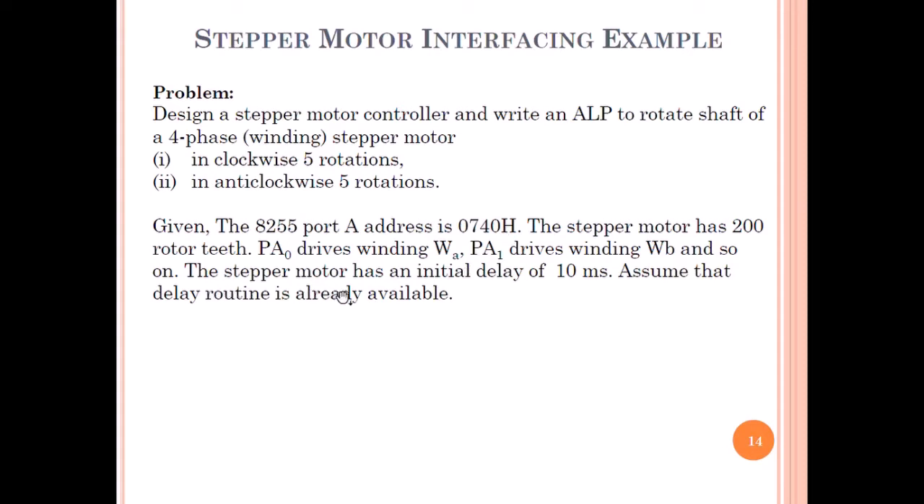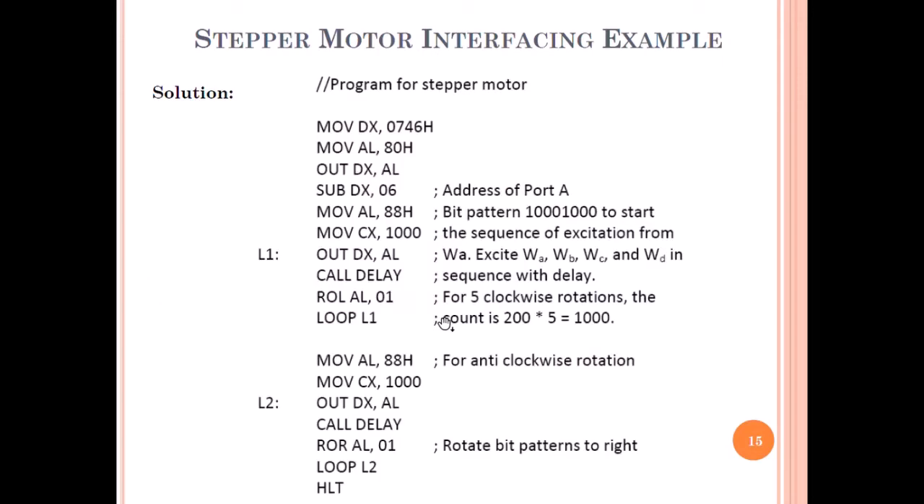The stepper motor has an initial delay of 10 milliseconds. Assume that the delay routine is already available. Now we'll see the program. First of all, we will see the control word. Here the control word is 80 hexadecimal. That is, we have considered all the ports to be in output format in mode 0.